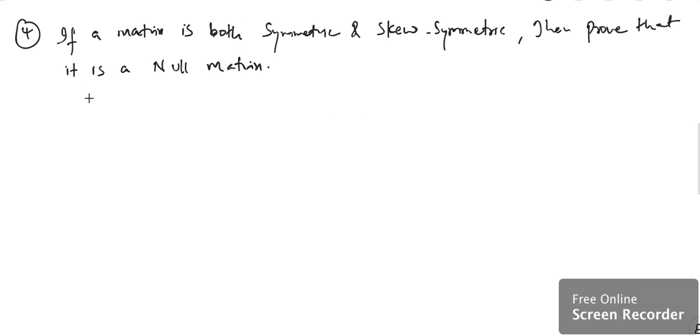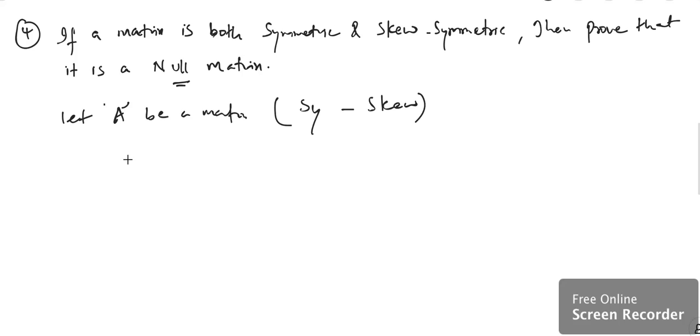Moving on to the next question, which says if a matrix is both symmetric and skew symmetric, then prove that it is a null matrix. We need to show that it is a null matrix. So let us define a matrix, just call it A. Let A be a matrix which is both symmetric as well as skew symmetric.